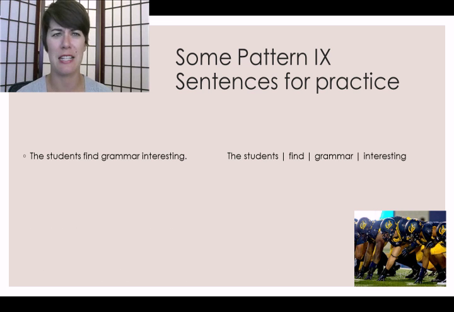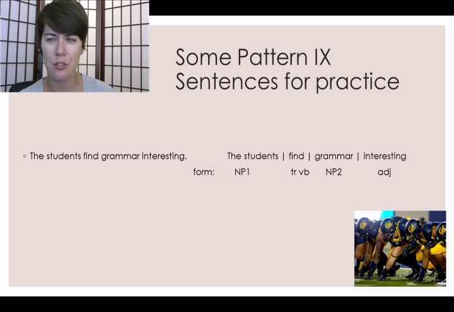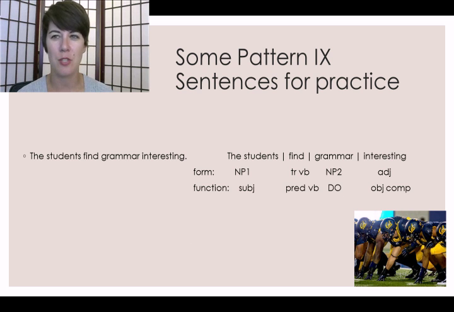Here's a pattern 9 sentence. The students find grammar interesting. Well, noun phrase 1, students. Transitive verb find. Grammar, that's the direct object. And what do the students find the direct object? Why, they find it interesting. That's the adjective. In function, subject, predicating verb, direct object. NP2 grammar is the direct object. And the object complement is interesting.